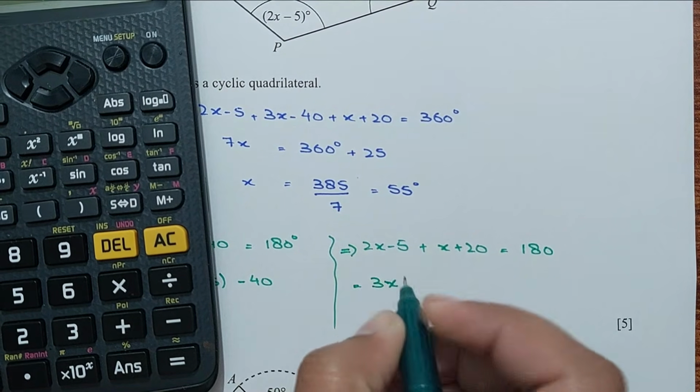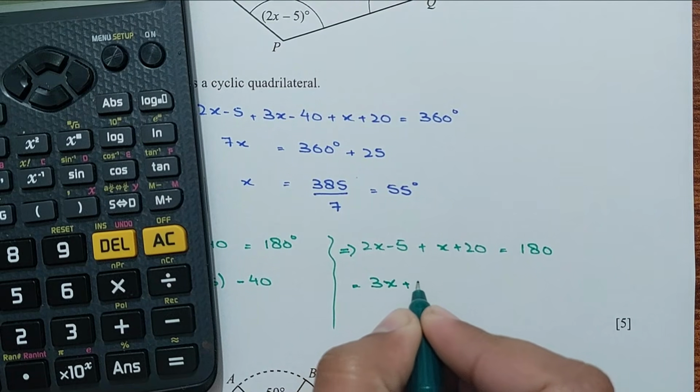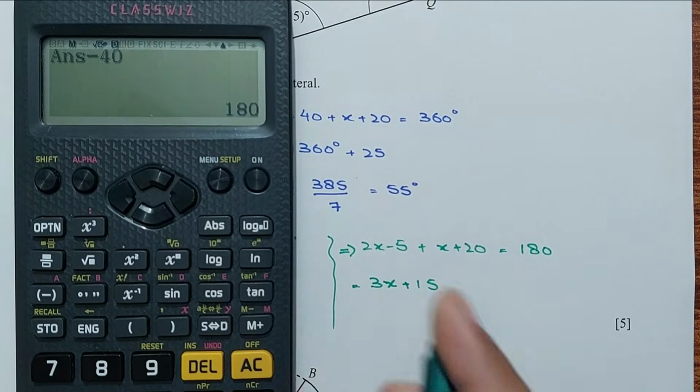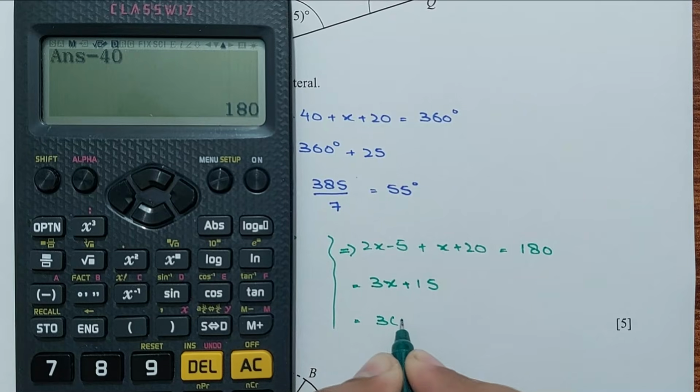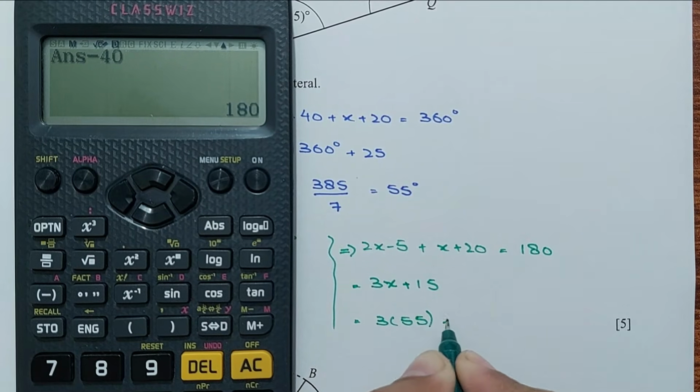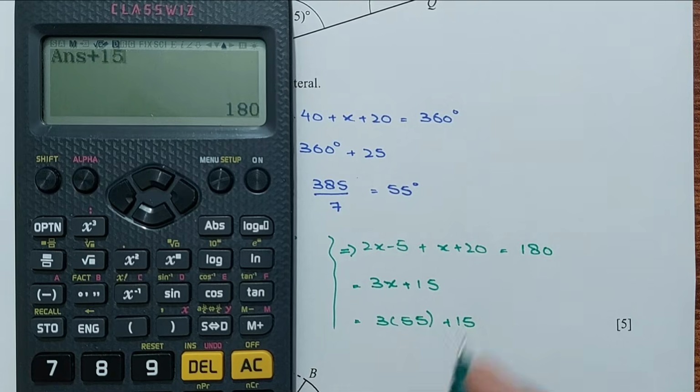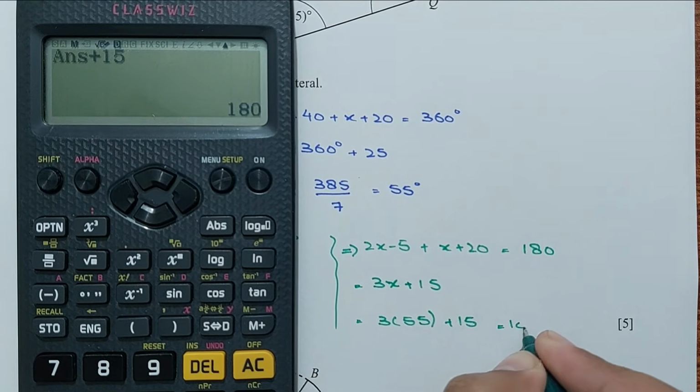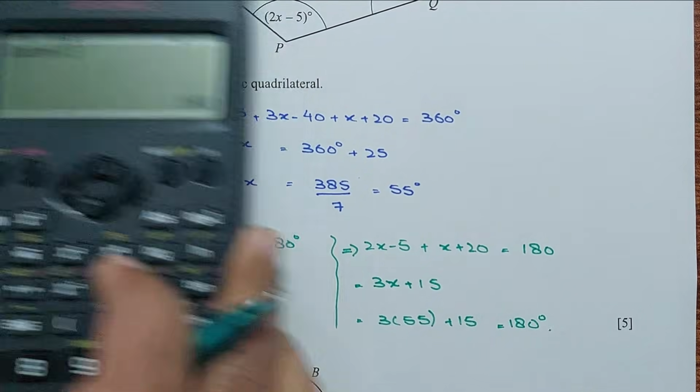Which is plus 15. So this is 3 into 55 plus 15. 3 times 55 plus 15 is 180. It is proved that it is a cyclic quadrilateral.